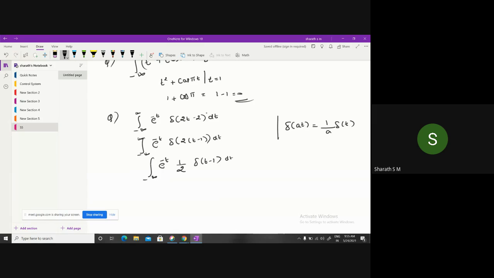Now we are multiplying with the exponential signal. So at t is equal to what's the value of t here? Written 1 over 2 as it is, e power minus t, where t is equal to 1, delta of t minus 1, t is equal to 1. So that is equal to 1 over 2e.